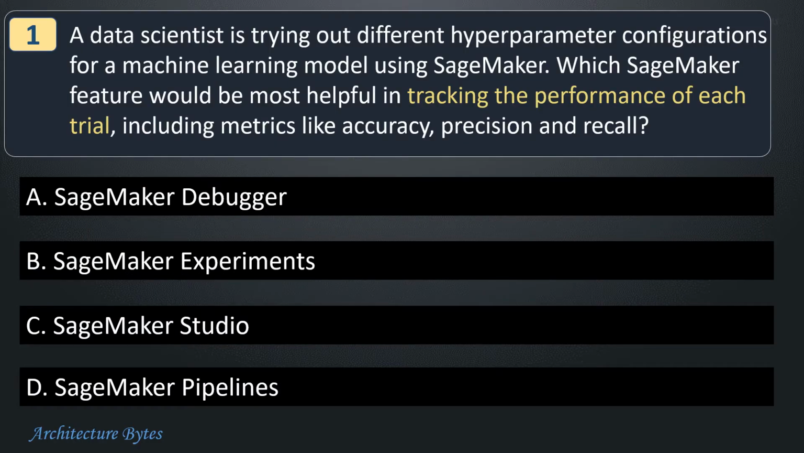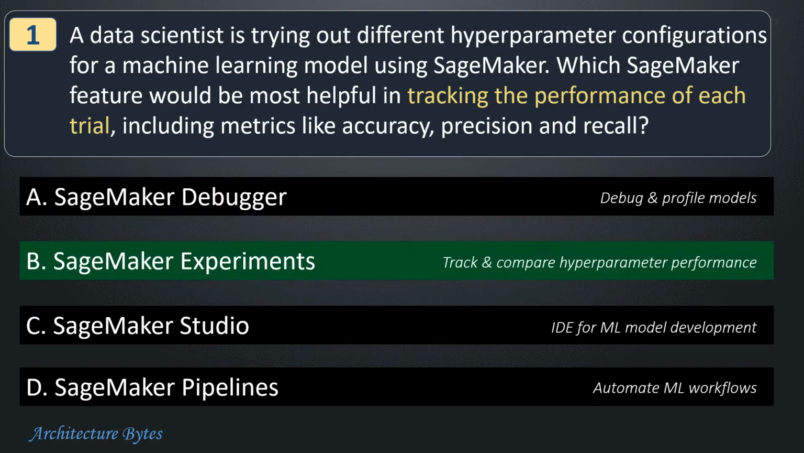A data scientist is trying out different hyperparameter configurations for a machine learning model using SageMaker. Which SageMaker feature would be most helpful in tracking the performance of each trial, including metrics like accuracy, precision, and recall? Our options are SageMaker Debugger, SageMaker Experiments, SageMaker Studio, or SageMaker Pipelines.